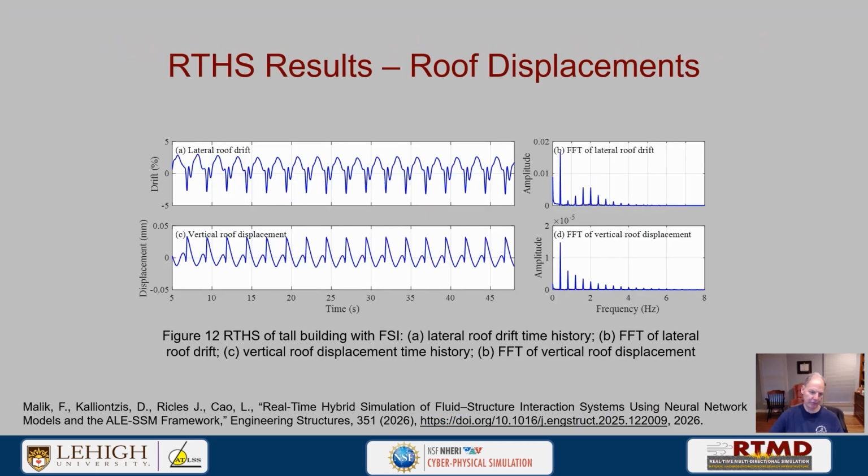Here are some results. This is showing the drift time history, in the lateral direction, of course, the roof drift, and this is a vertical displacement. Now, why can there be a vertical displacement? Because there's traction, there's actually friction along the interface, so there is some vertical movement, but it's very small compared to the lateral drift. This is percent, this is actually millimeters. So the building is undergoing up to about 2.5% story drift.